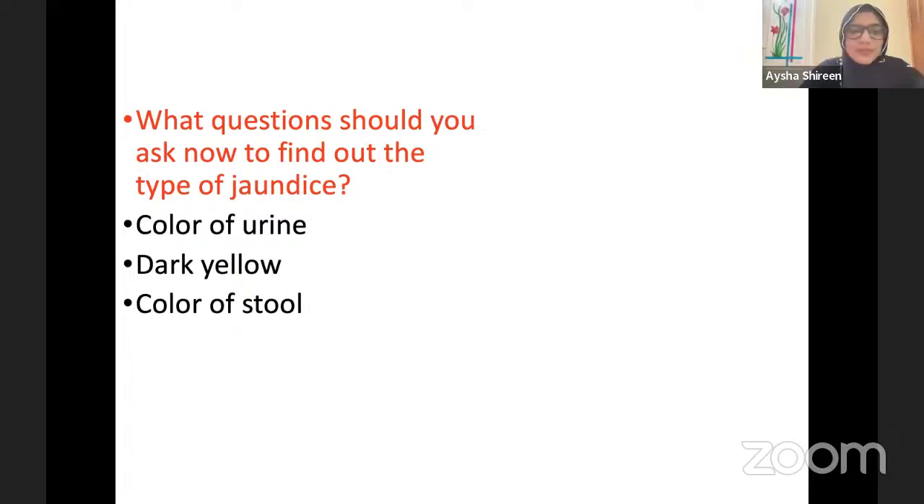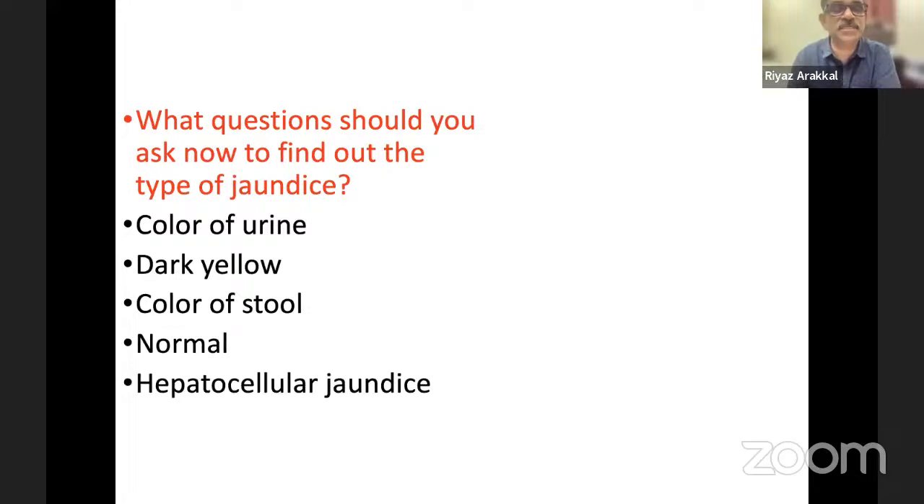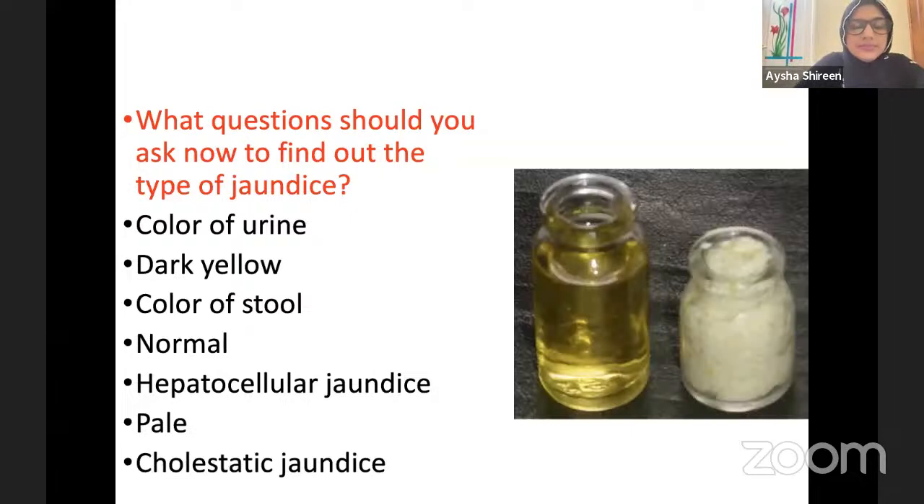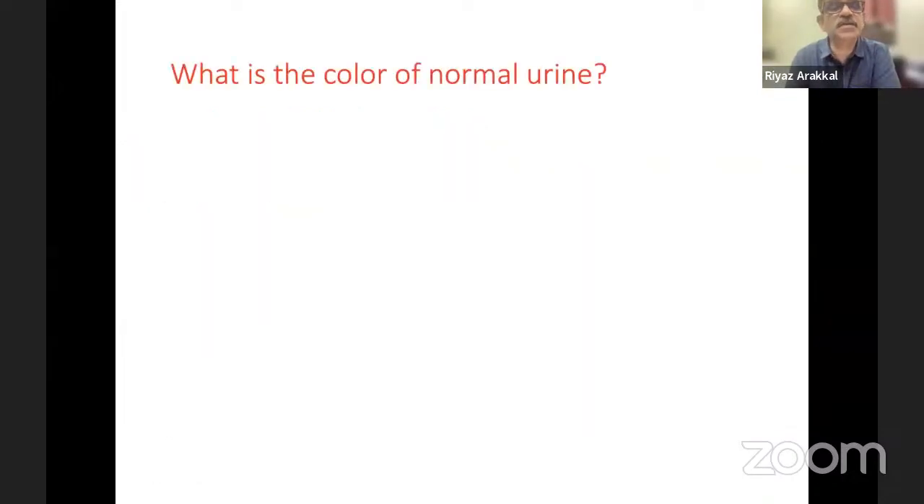So you ask the second question: what is the color of the stool? If the stool is of normal color, that is probably hepatocellular. I hope that's clear to you. If it is pale, that is obstructive or cholestatic jaundice. Now, what type of jaundice is this patient having? She had dark colored urine and pale colored stools. That is cholestatic or obstructive jaundice.